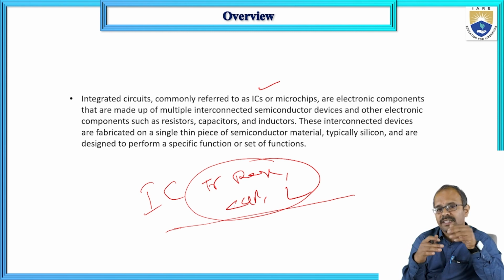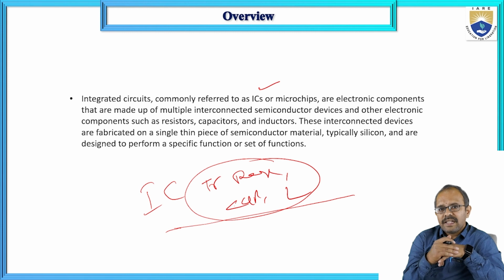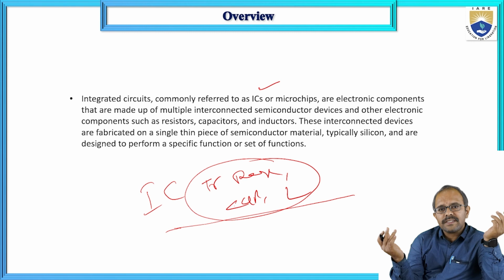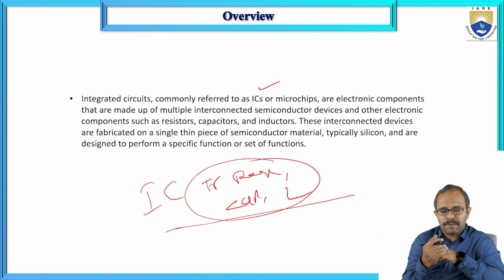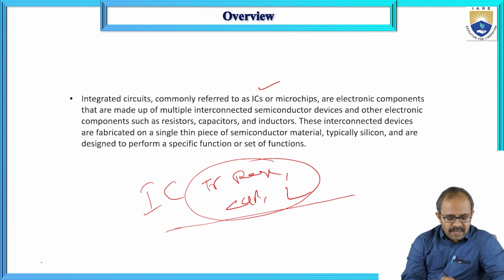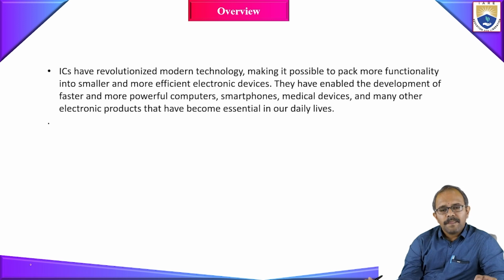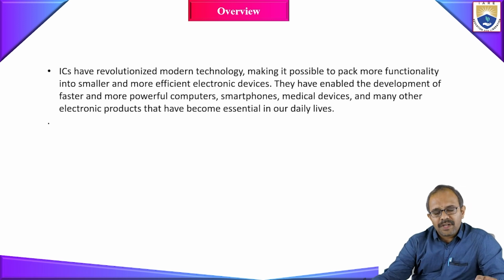IC is nothing but the integrated circuit. So what does it consist of? Several components. What are the components? It can be your transistor, resistor, capacitor, inductor. All these are integrated on a single chip, nothing but an IC, right? And now if you move further, we can see how they are going to revolutionize the technology.